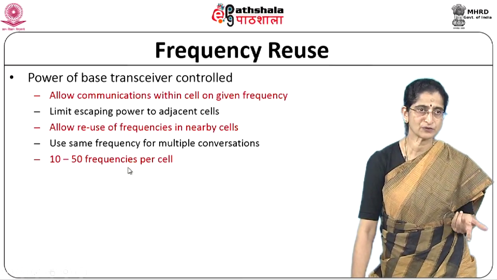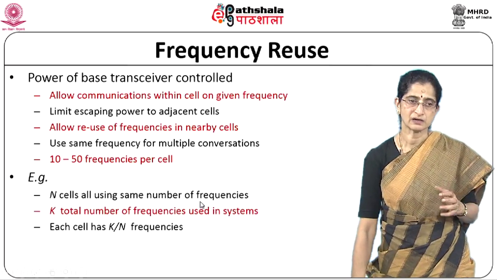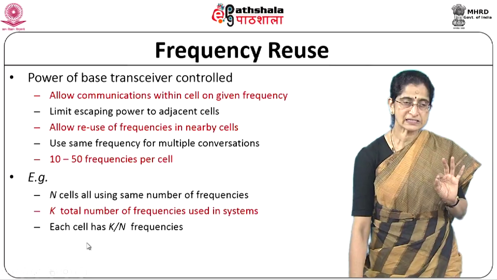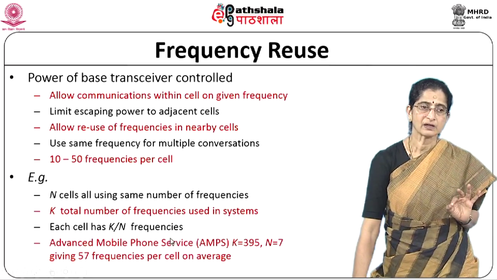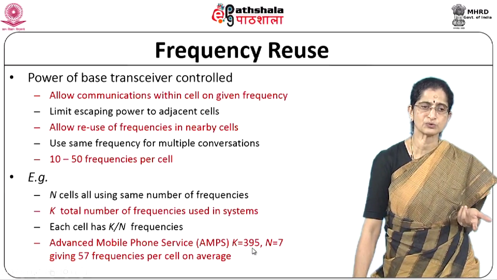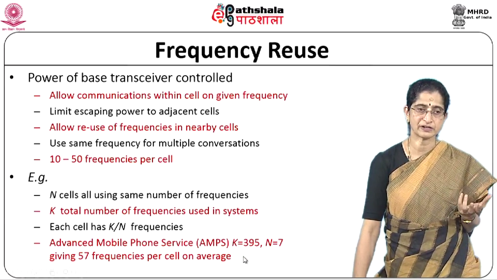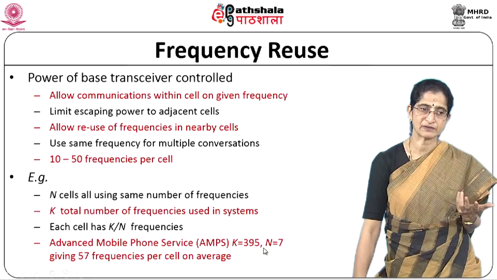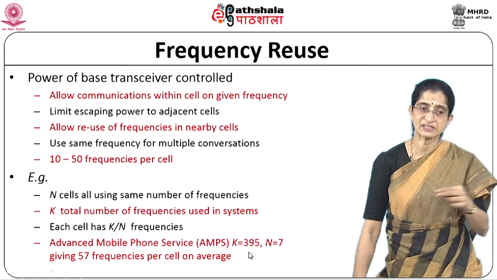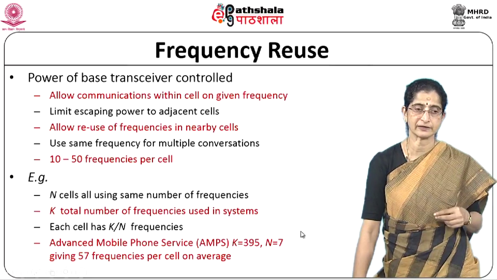Typically we have about 10 to 50 frequencies per cell. For example, if you had n cells all using the same number of frequencies, and k is the total number of frequencies used in the system, then each cell has k by n frequencies. For instance, in AMPS, the first generation cellular networks, you could have a value of k as 395, which means the total number of frequencies available is 395, and you had about n equal to 7 cells sharing the set. We will see how these 7 cells are actually chosen. So in total you get about 57 frequencies per cell on average. So this is the idea.